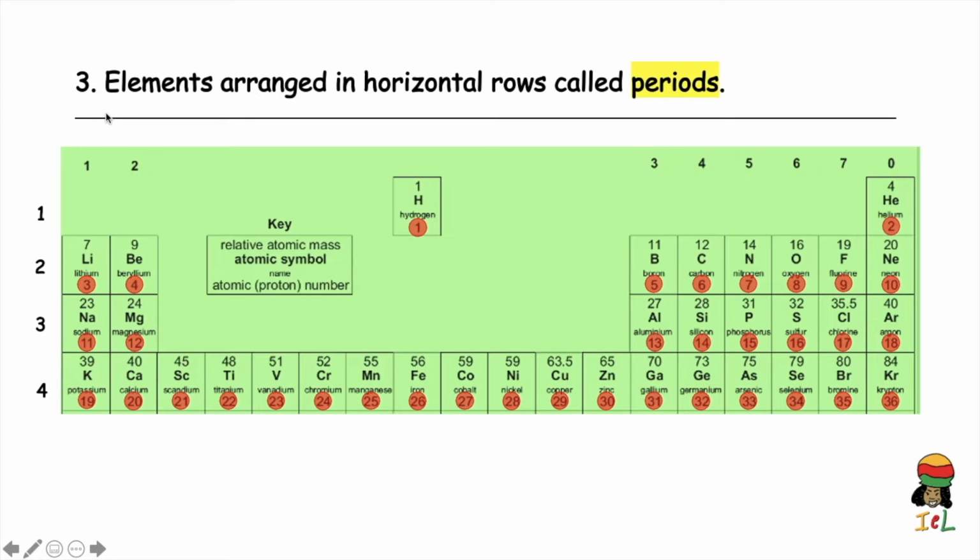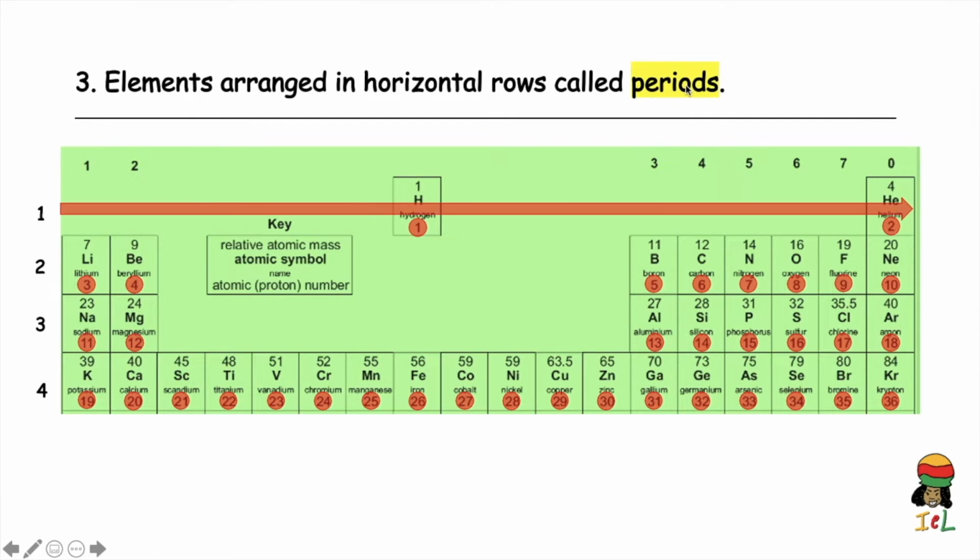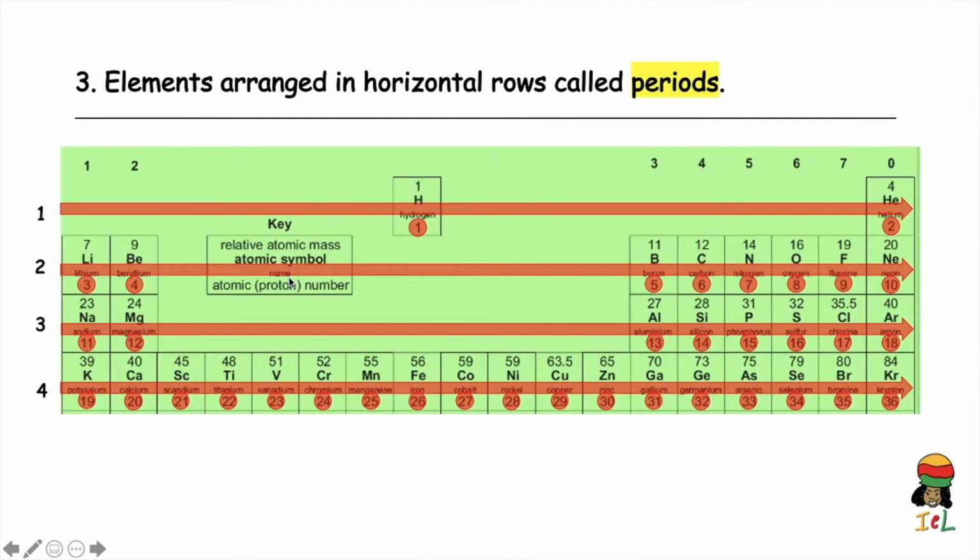The third feature of the modern periodic table, elements are arranged in horizontal rows called periods. And we can see here the periods going across for the first 4 rows of this periodic table. Now, the first row we can see consists of only 2 elements, hydrogen and helium. The second row starts with lithium and terminates with neon. The third row begins with sodium and terminates with argon. The fourth row begins with potassium and terminates with krypton.